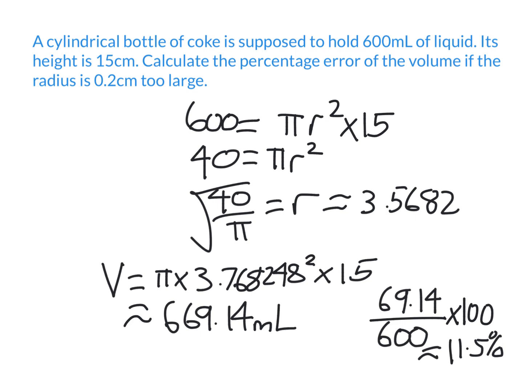What does this all mean? This means that if you were making Coke in these 600 ml bottles and the radius was just 0.2 centimeters too large, a tiny bit too large, your bottle of Coke would have 11.5% too much Coke.